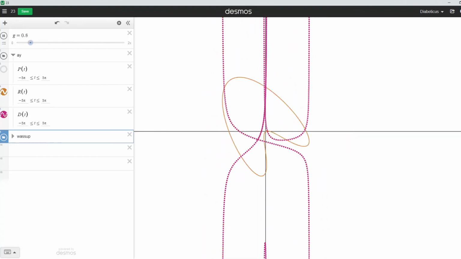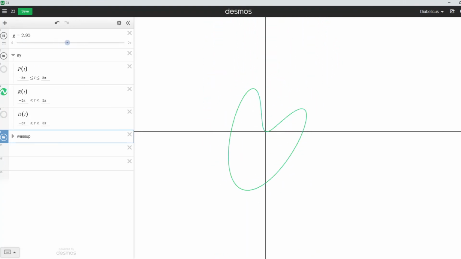Actually, this is a bit too dynamic. Okay, this is good enough.